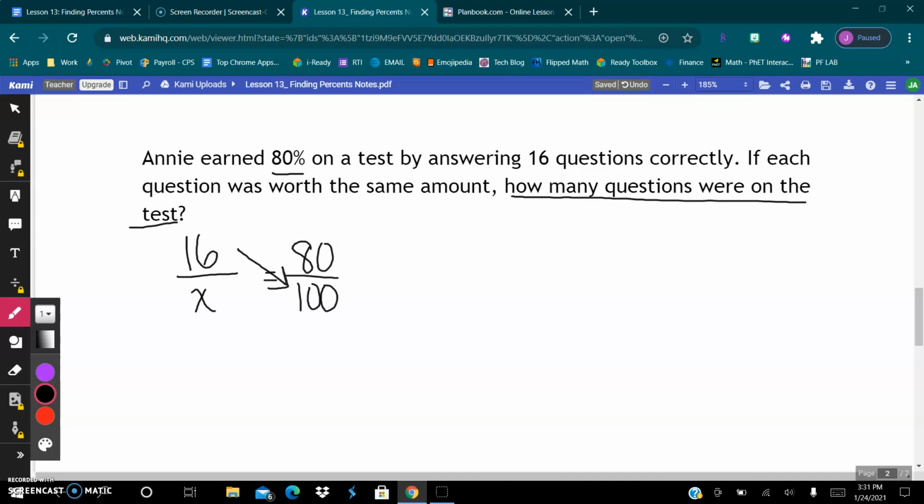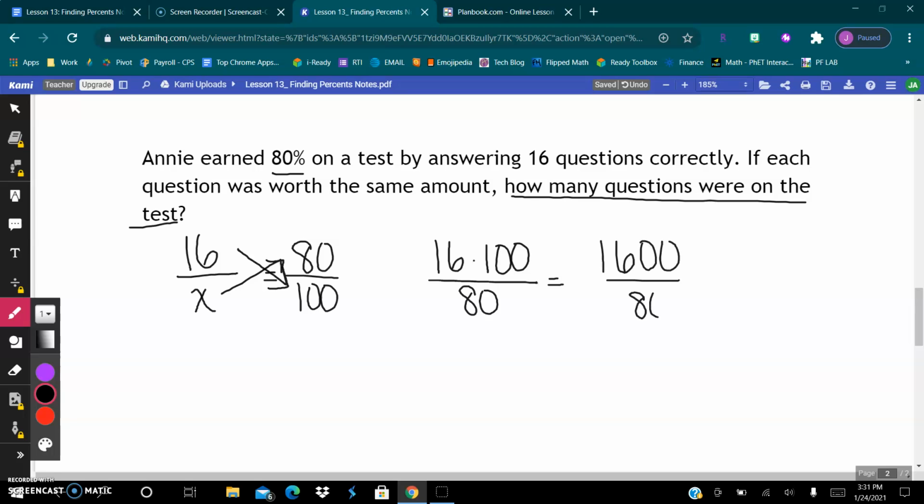So we're going to multiply the two numbers across from each other, so it's 16 times 100, and then we have to divide by what's across from the variable, so we'd have to divide by 80. So we have 1600 divided by 80, and we can cross off zeros at the end if both of them have it. So then I have 160 divided by 8. So that would be 20. And it says how many questions? So the answer is 20 questions.